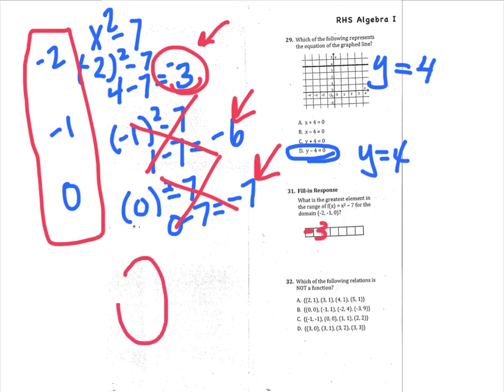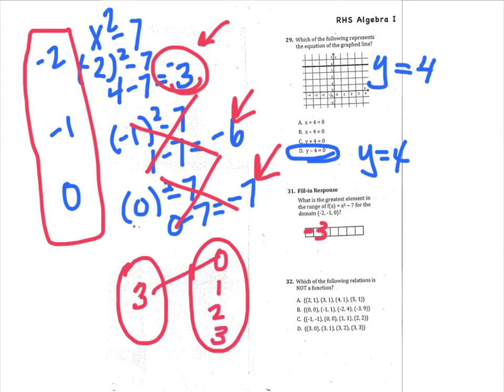If I were to put this in a mapping diagram, here's my 3, and my range values are 0, 1, 2, and 3. And when I map it, 3 goes to 0, 3 goes to 1, 3 goes to 2, 3 goes to 3. This is not a function because that domain value is going to multiple places. So this one is not a function. Remember, to be a function, a domain value can have exactly one y value, not 4, not 2, exactly 1.